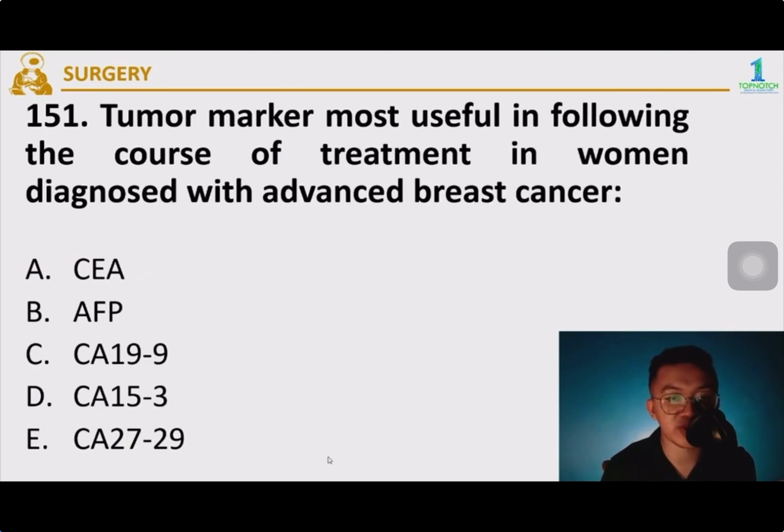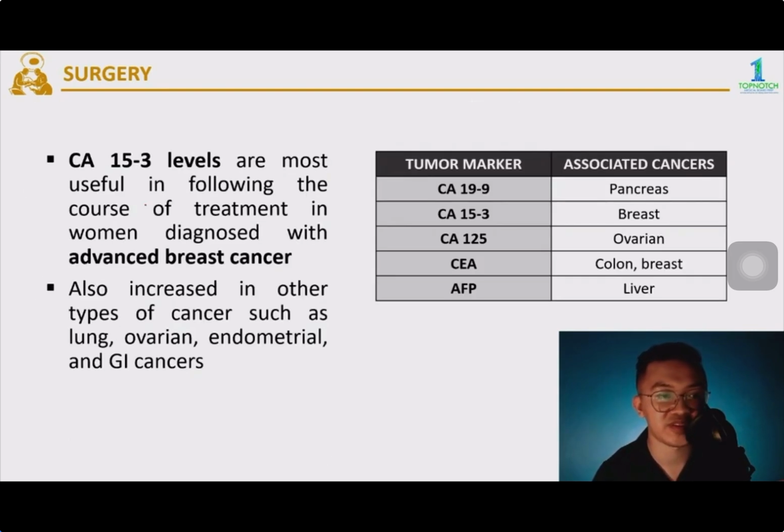151, tumor marker most useful in following the course of treatment in women diagnosed with advanced breast cancer. So your CA15-3 levels are most useful in following the course of treatment in women diagnosed with breast cancer. So you have summarized this table showing the associated cancers. Again, your tumor markers are not used to confirm a diagnosis, but instead they are used for screening and possibly for checking if there are recurrences, for monitoring treatment.